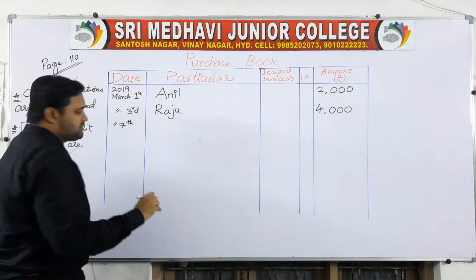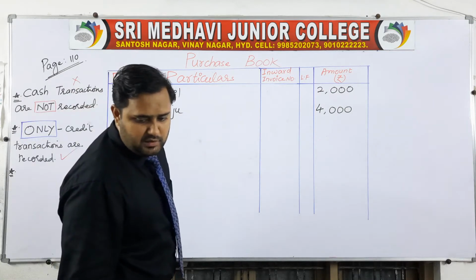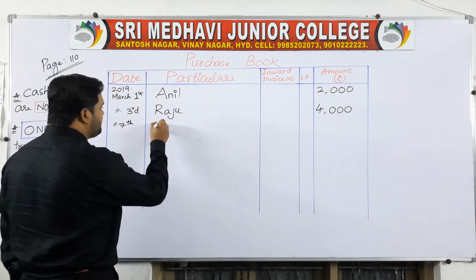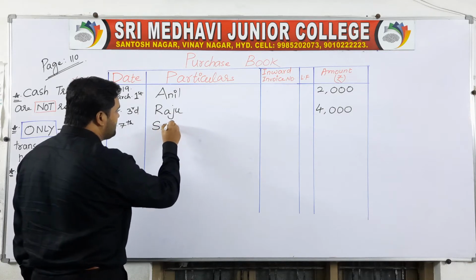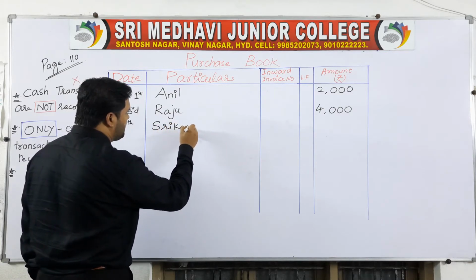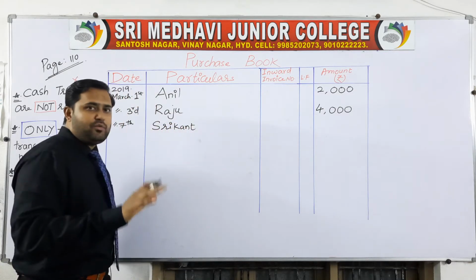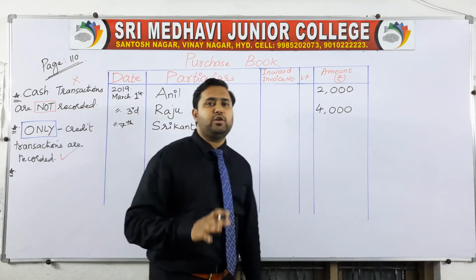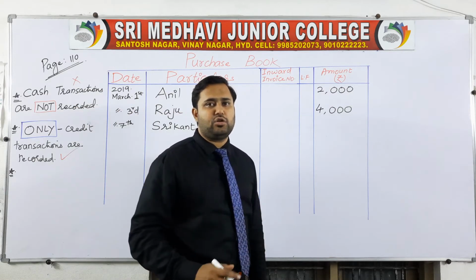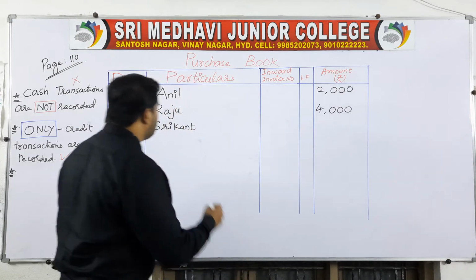7th of March 2019. From whom are you buying? Srikanth. We are purchasing from Srikanth. How much is the amount? 5,000 rupees, and we got a 10% trade discount on 5,000. So, how to calculate it?